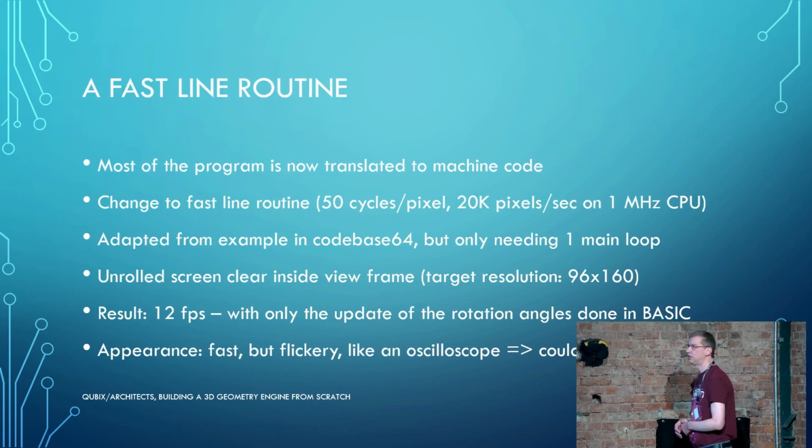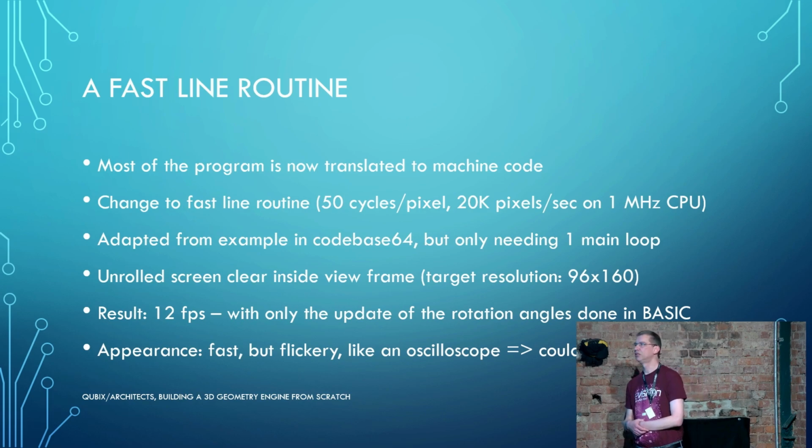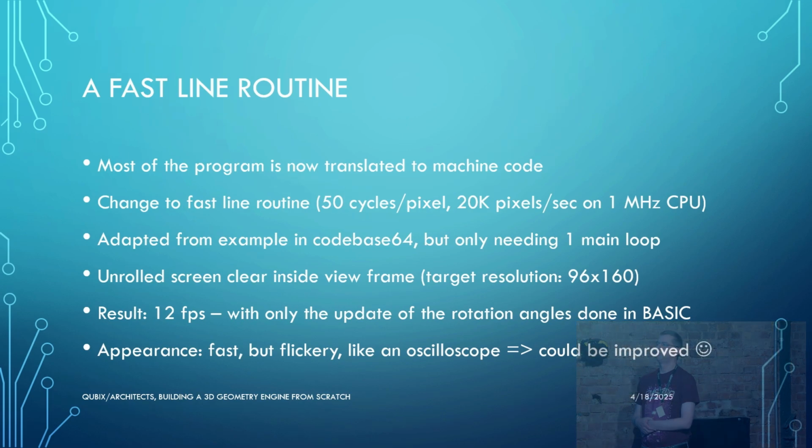And that led me to the next step. The line routine built into the BASIC extension only does about 4,000 pixels per second. Inside of BASIC itself, that's quite fast enough. Any more speed would be wasted, because normally, from the view of the other parts of the program, even 4,000 pixels per second are fast enough.